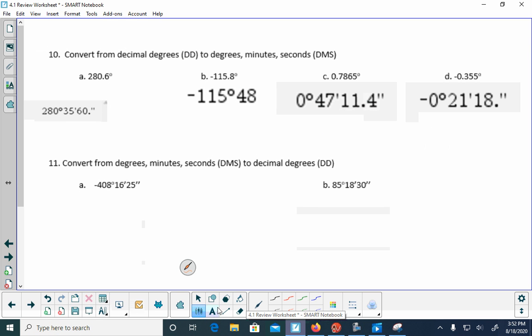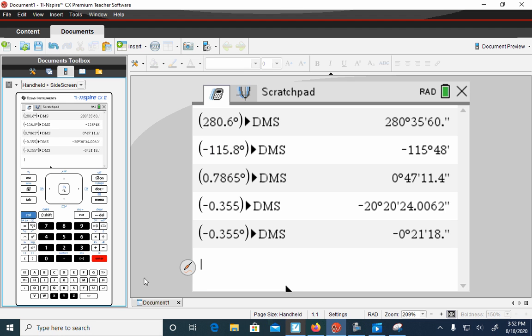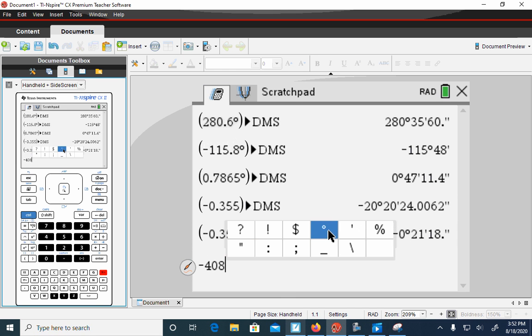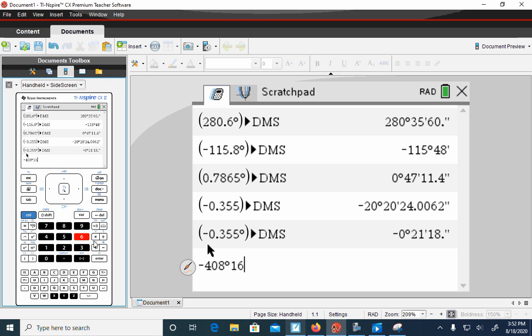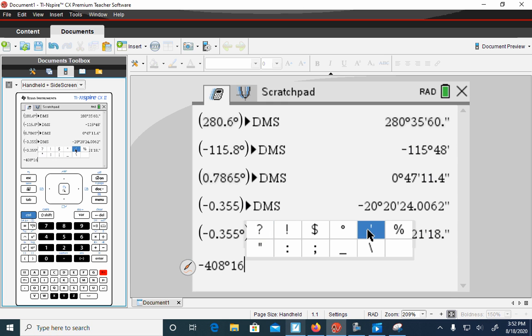So now number 11 wants us to do the other direction. Now I'm going to have negative 408 degrees, 16 minutes, and 25 seconds, and I want to change it to just a degree with a decimal. So I'm going to do negative. Again, the degrees are going to match. That 408 is not going to change. And I have to put the degree symbol in. 16 minutes. So now putting in that minute symbol.